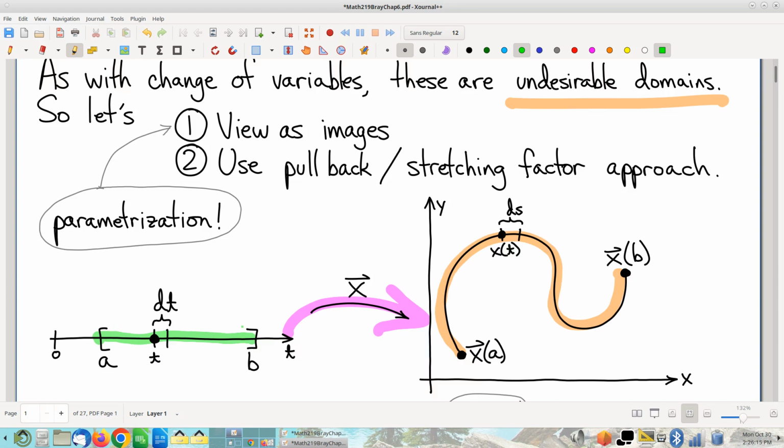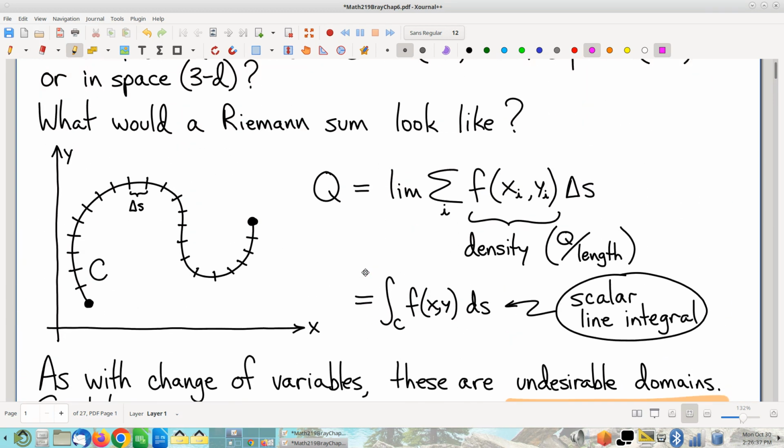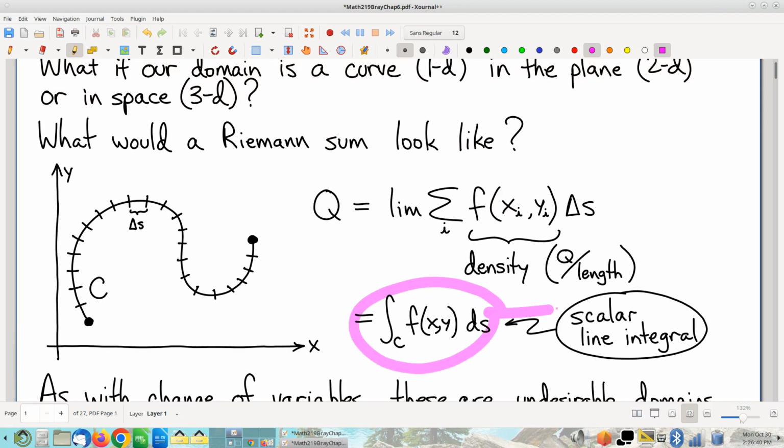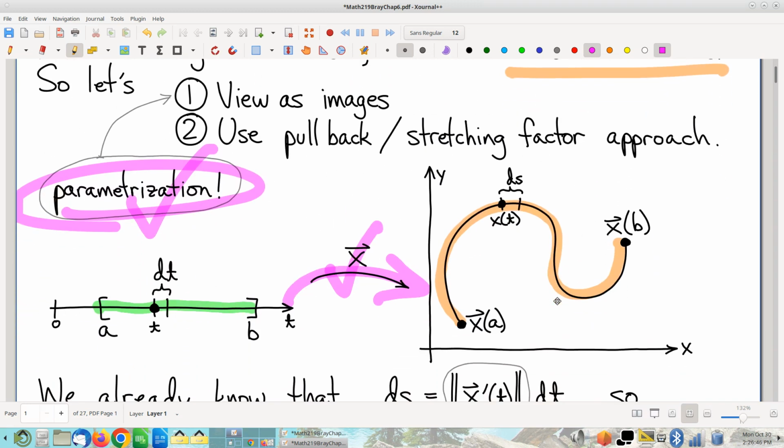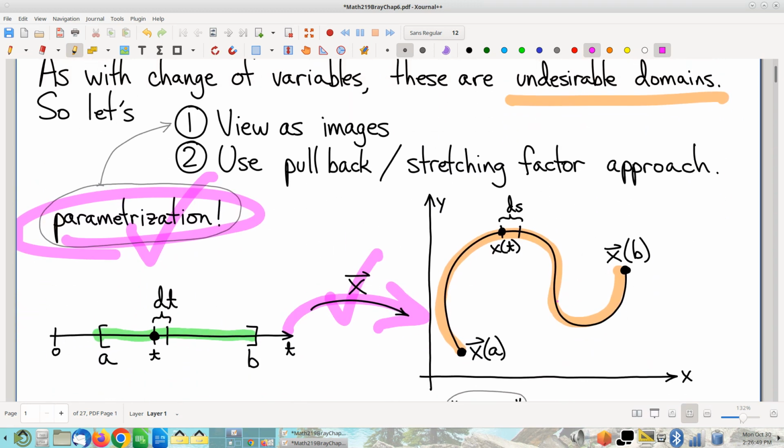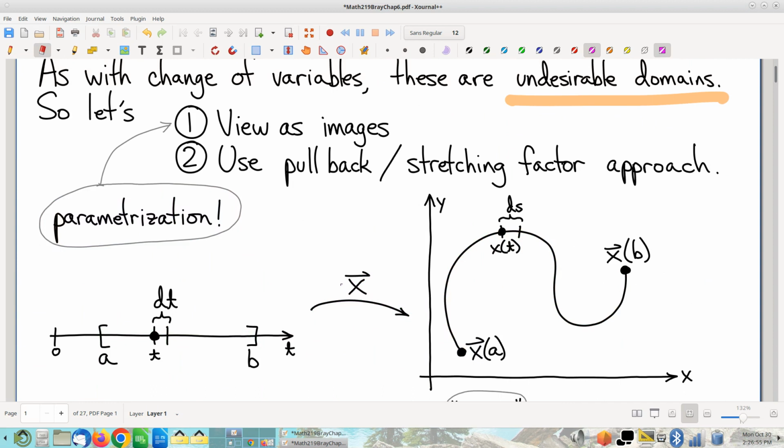And we've done this before. This is exactly a parameterization. Right? If you have a curve and you can write that curve as being an image of an interval, that is a parameterization. So, step one, when you're going to compute one of these, terminology. When you want to compute one of these scalar line integrals, right? Step one, parameterize it. Okay. All right.